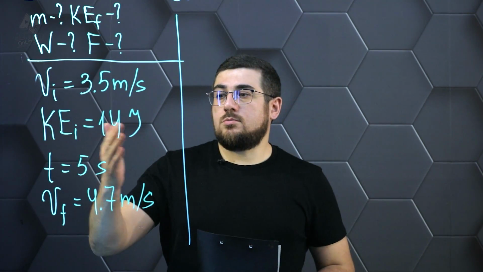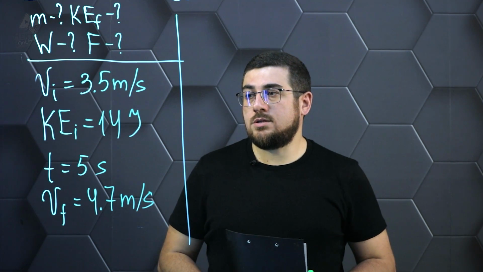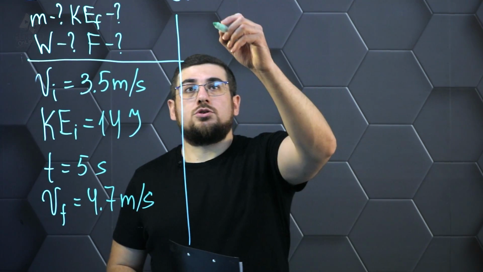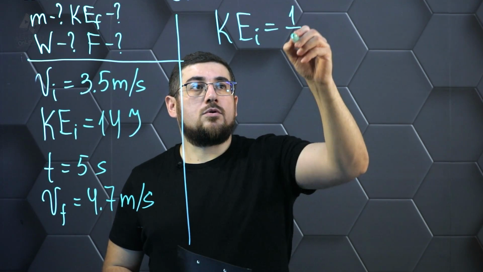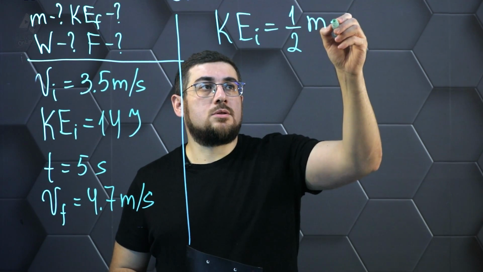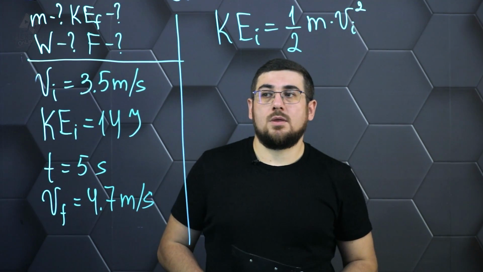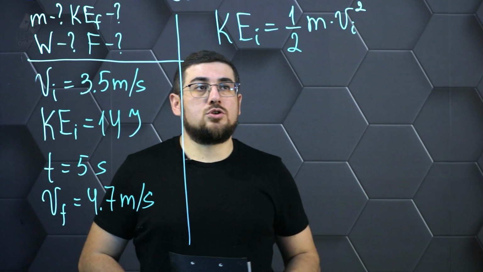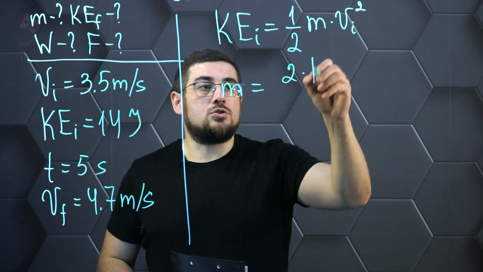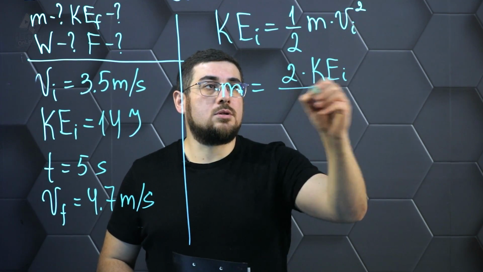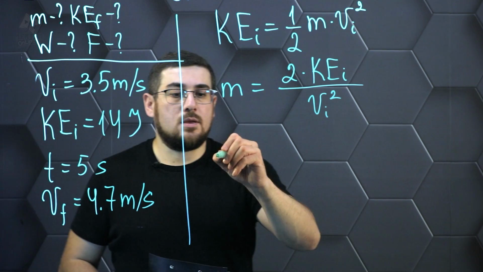To begin with, we can look at the fact that we know the kinetic energy at the initial moment of time. Let's start there. Let's write out the value of this energy. Recall the formula: it is one half times the mass of the body times the velocity, in this case the initial velocity, squared. Given that everything else is known, we can find the mass of this body from here. So, it would be 2 times the kinetic energy divided by the square of the velocity at the given moment in time. Let's substitute the values.